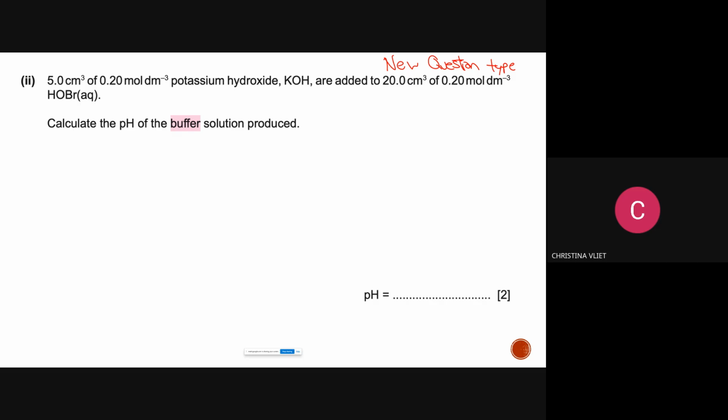5 centimeters cubed of a 0.2 molarity potassium hydroxide was added to 20 centimeters cubed of a 0.2 molarity HOBr. And they want us to calculate the pH of this buffer solution that is made from adding this strong base to this weak acid. So what are the steps? What did I say we should do? First thing I suggest is create a chemical equation.